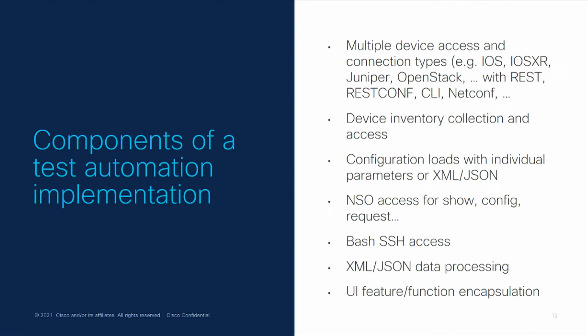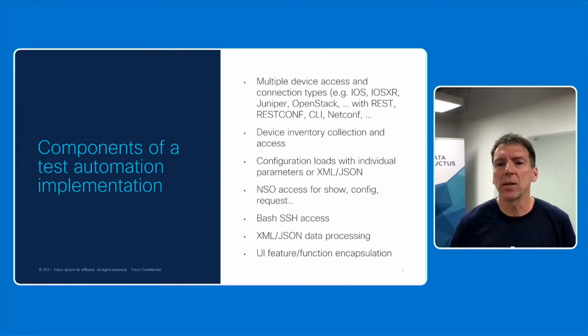Obviously, configuration loads with either large templates or individual parameters. I need that because that's really what you do a lot of testing for. NSO access for the show, config, request, all those basic commands. You built those for doing your testing of your specific NSO commands. Sometimes you'll build in bash SSH access as another device type and another connector. And then of course the XML and JSON data processing.